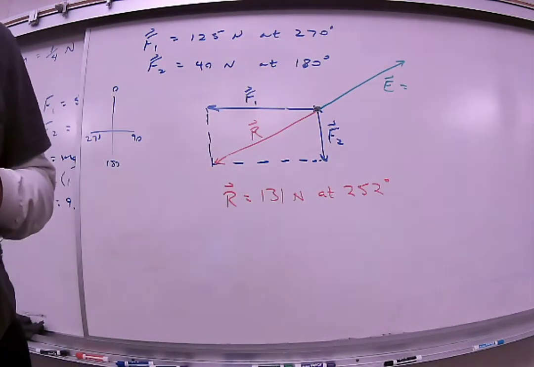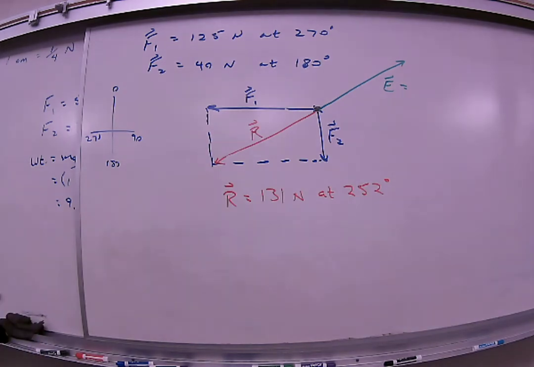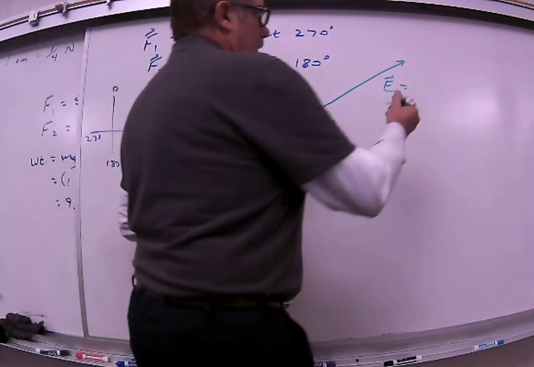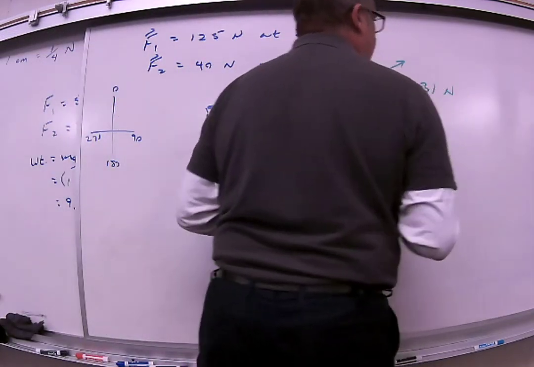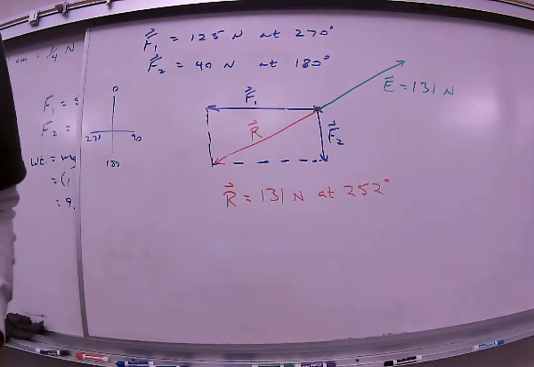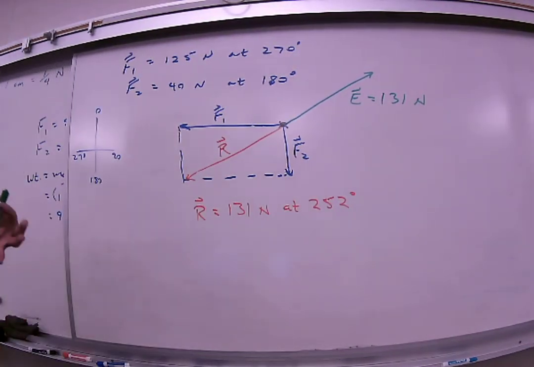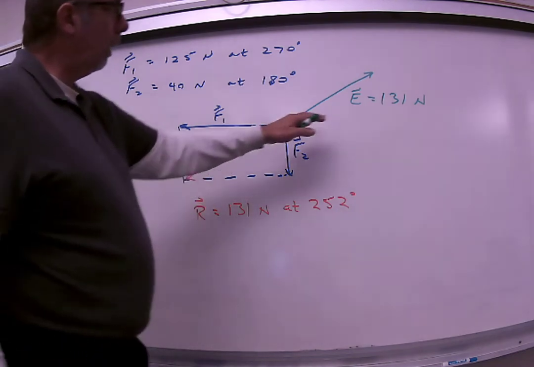Okay, how many newtons? What's the magnitude of E? How many newtons? Yeah, 131. It has to match the resultant. 131 newtons. Right. Now, what's the direction? Oh dear, sorry about that. What's the direction? I want a number of degrees. At what bearing will this be?